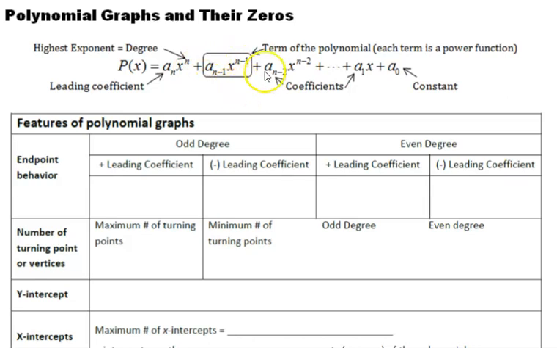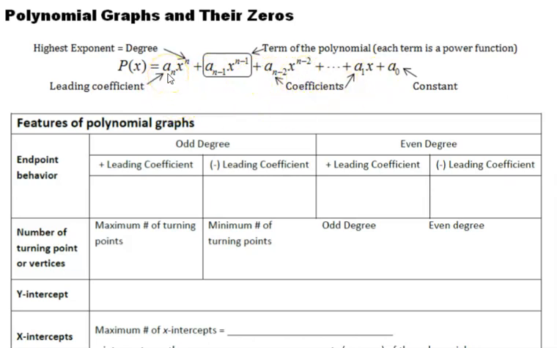Terms in math are separated by addition, so this is considered a term. Notice that each term is actually a power function. A power function is just a constant times a number raised to a power. All of these numbers in front, of course, are called coefficients.